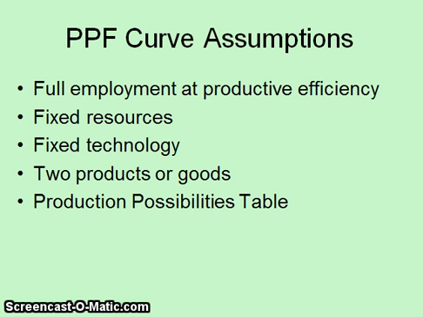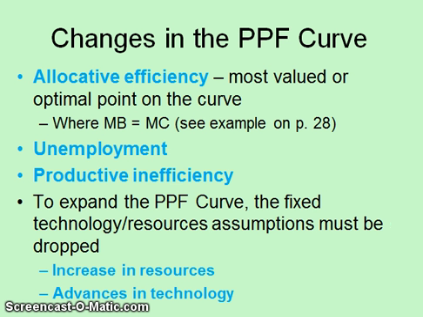They're efficiently operating using all available resources. They have fixed resources, which means that they will not have additional factors of production unless they trade for them, basically. They have fixed technology. They have at least 2 products, capital and consumer goods usually, and PPFs or PPCs can be drawn using a production possibilities table. So changes in the PPF curve or the PPF can appear.